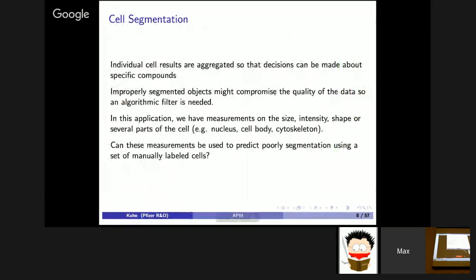All right, so what we want to do is take the cell segmentation data and predict which ones are poorly segmented. So we have individual cells. Those are like the rows of the matrix. And then we have measurements of, like I said, their size or shape and things like that. And those are the columns in the matrix. And so what we want to do is take, again, the characteristics of the cell and predict whether they have been segmented properly.